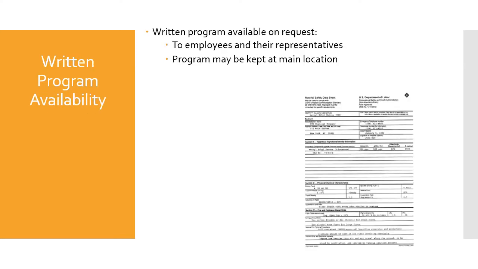Written program availability. So the law says that if you're working with some nasty stuff, the employer needs to make that available to you, or to your representatives if you're in a union shop or some kind of collective bargaining agreement. The program may be kept at a main location, but the employer has to make the written program available to you as an employee. They can't hide what you're working with or hide the materials or any of that. It's your right to know what you're working with and how nasty it is or how benign. So, something to think about.